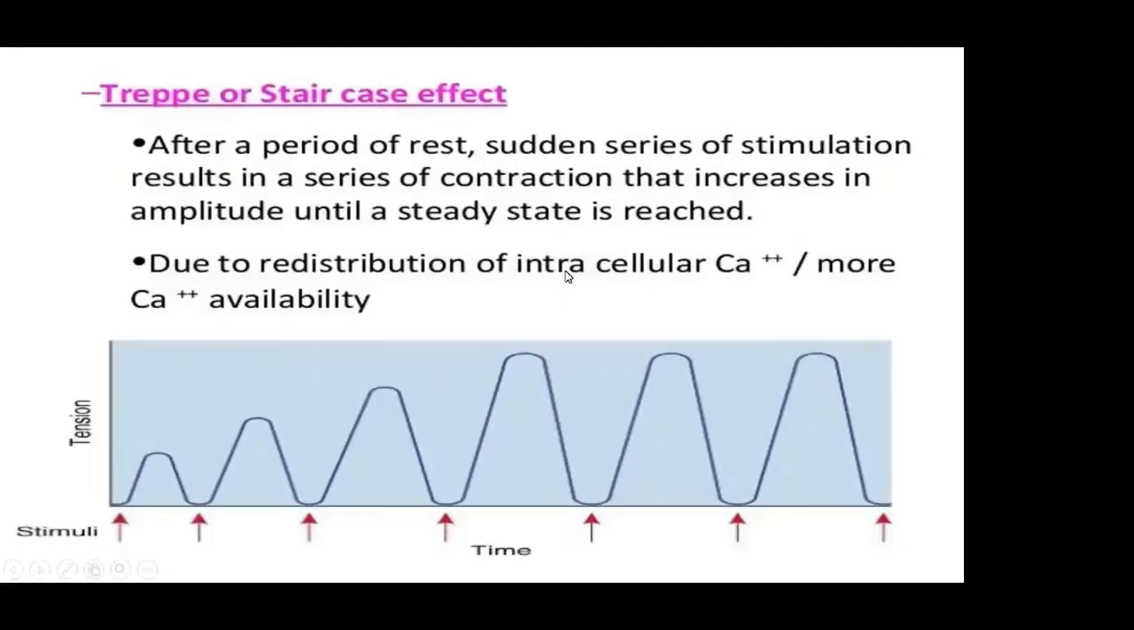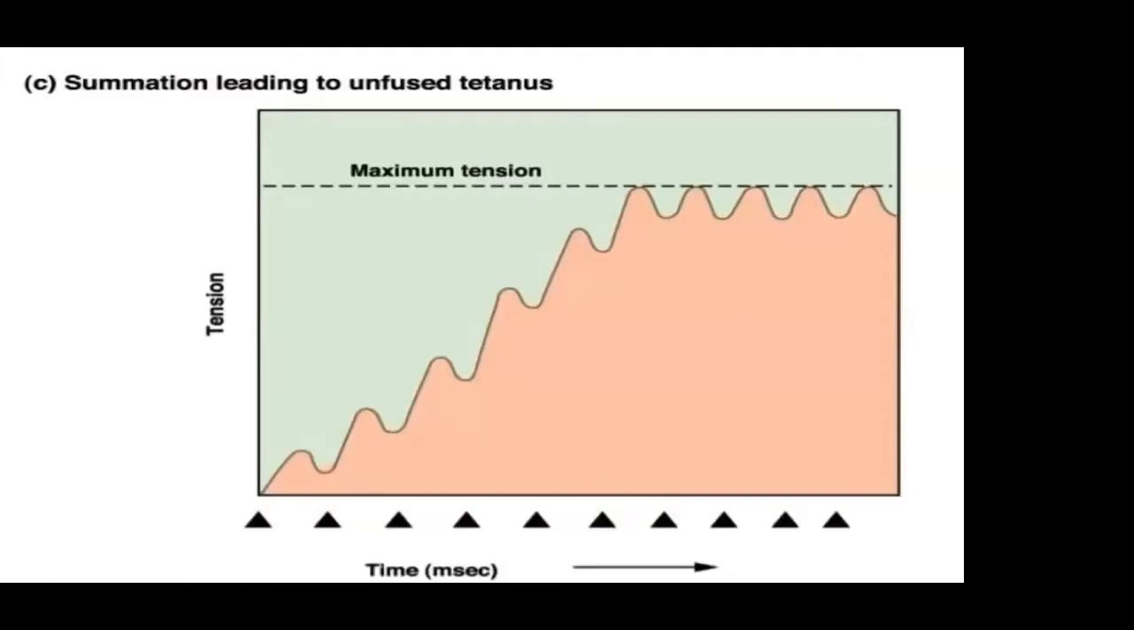What we have told about staircase and treppe: you are giving just the stimulus just after relaxation. So what is happening? You can see the height of one contraction is increasing. The contractions are increasing gradually in height like a staircase. This is known as staircase phenomena or treppe. What is happening here? There is accumulation of calcium. Same beneficial effect is occurring here: decrease in viscosity, increase in temperature in the muscle.